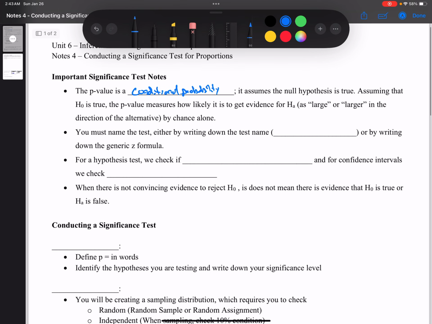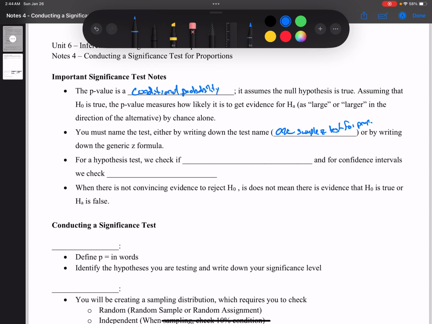So remember, we have to name the test. Okay, which in this case, it's going to be a one sample z-test for proportions. Okay, or you can write down the generic z formula, which we're going to get to in a second. Okay, which was that z equals all that stuff.